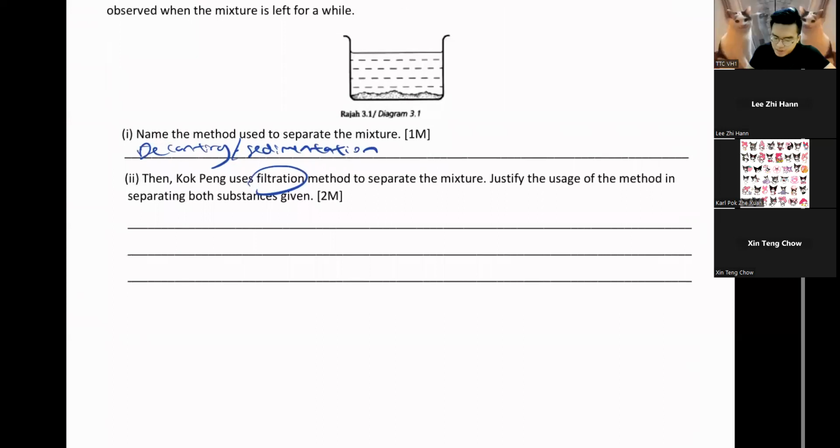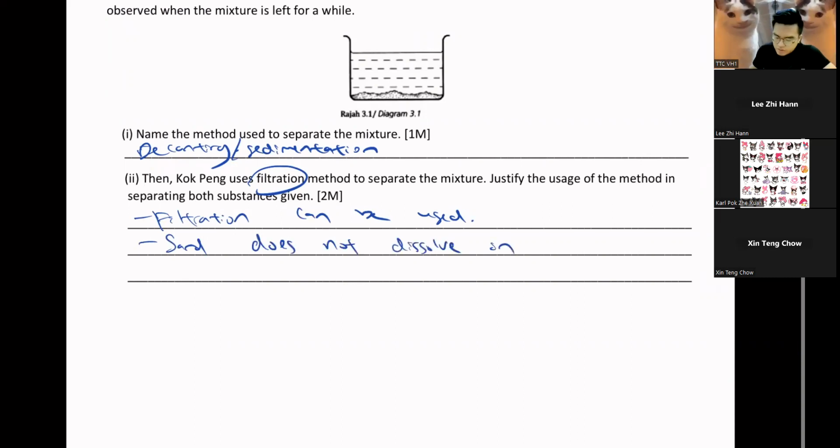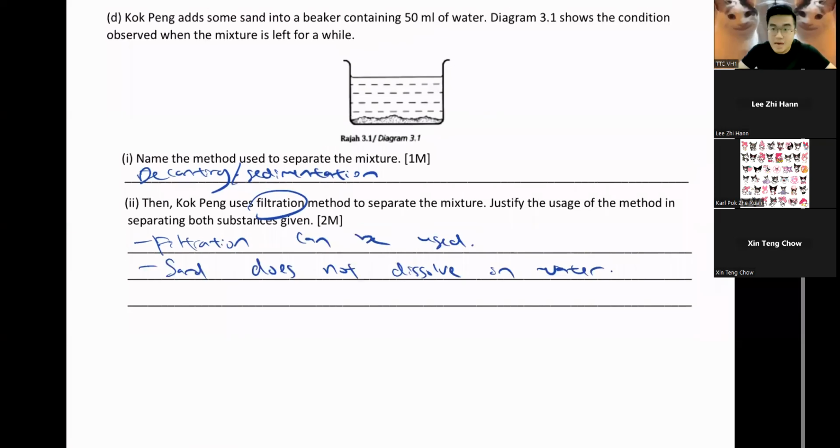Justify the usage of method in separating both substances given. Okay, can you use filtration? Filtration can be used because sand does not dissolve in water. Sand cannot dissolve in water. That's why we can use this method, right? If it can dissolve, then we cannot. We have to use evaporation or distillation.